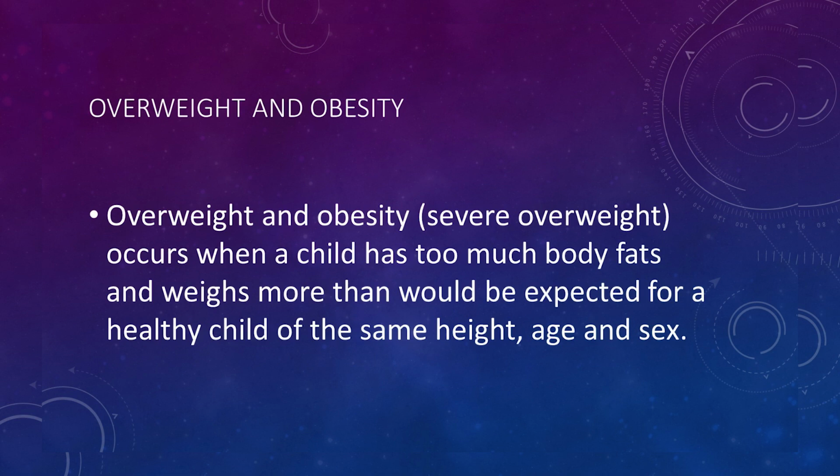Then the next point observed by anthropometry in children is overweight and obesity. After underweight, overweight is again a problem observed in children. Overweight and obesity occurs when a child has too much body fat and weighs more than would be expected for a healthy child of the same height, age and sex. This is an emerging problem all over the world. Instead of malnutrition and underweight, nowadays we observe overweight and obese children everywhere.